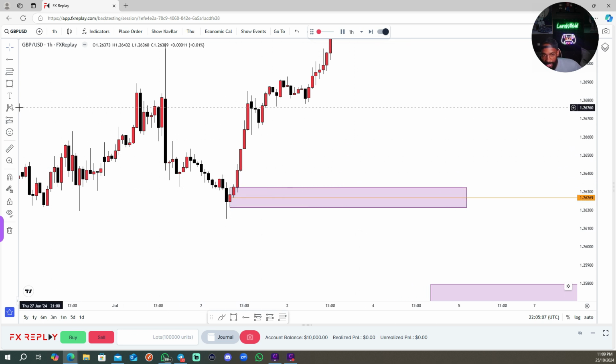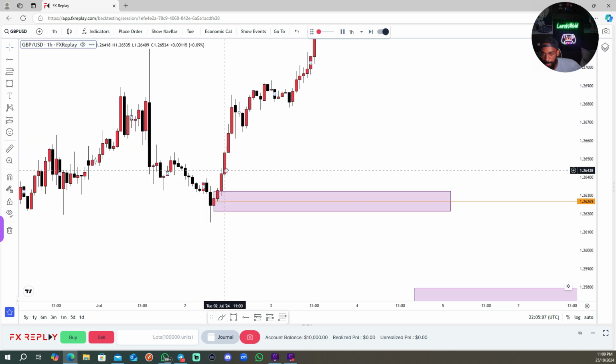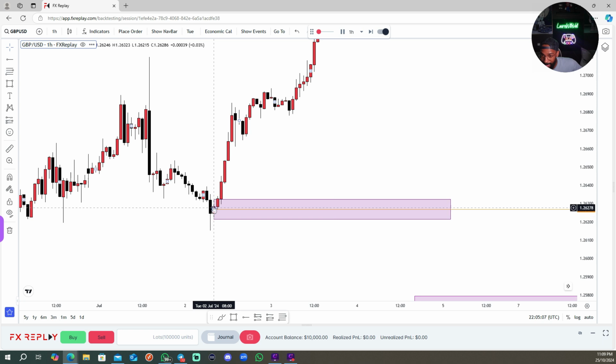Now that I've done that, guys, what I'm looking for is for price to move up more than 40 pips or down. I don't care what this candle is here. This candle is irrelevant. This candle is bullish, right? But it could be bearish. It doesn't make a difference, okay? What we want to notice is what happens after this candle closes.